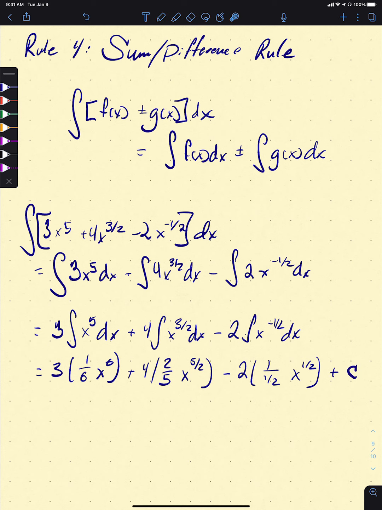Very similarly to what was happening before, right? This is going to give us a plus c, this one's going to give us a plus c, this one's going to give us a plus c, but we can lump all of those together in one constant, right? And as we simplify this, right, 3 times 1/6 is 1 half, x to the sixth. 4 times 2/5 is 8/5, x to the 5 halves. 1 over 1 half is 2, so we're minus 4 x to the 1 half plus c, right?